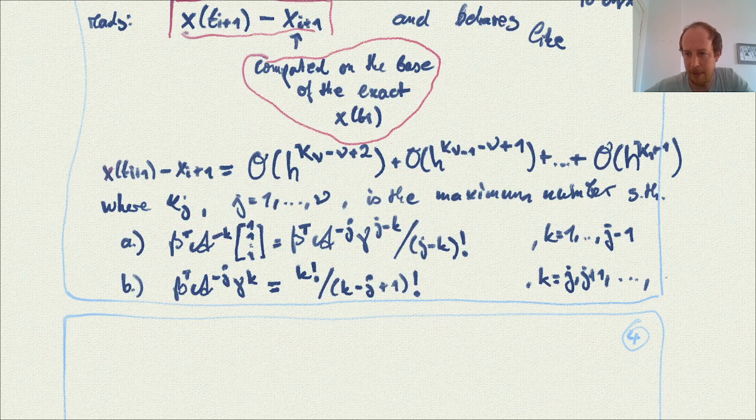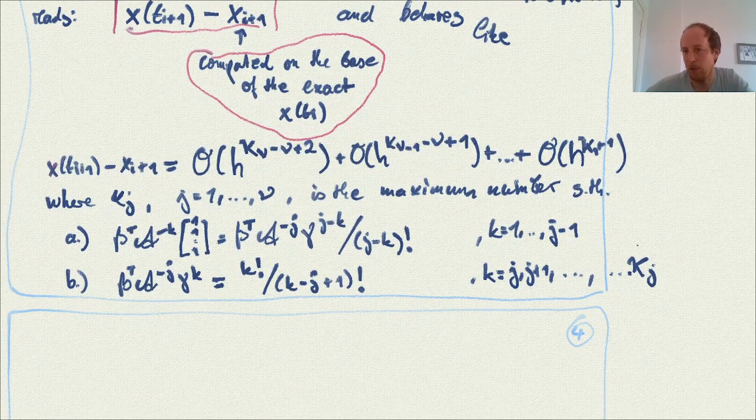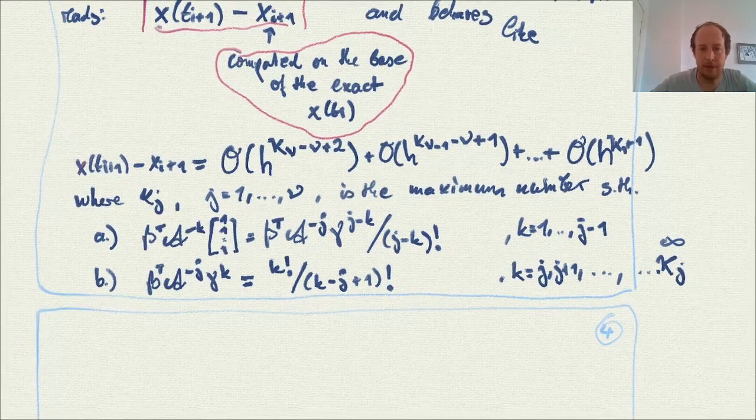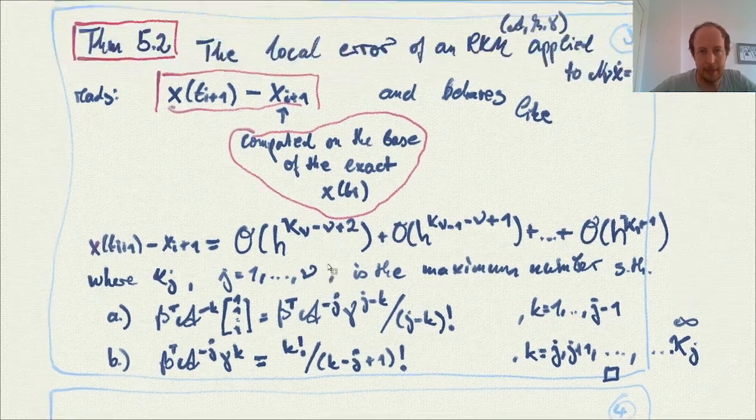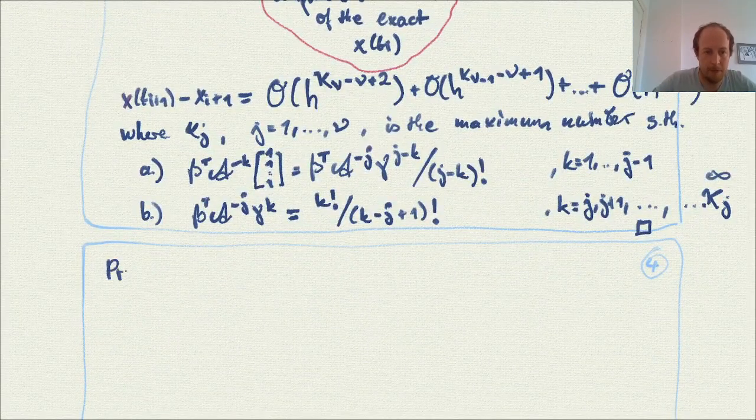And the maximum number here is then kappa j. But it could also be infinity. We will see that there is a case where this is infinity. Okay, such that kappa j is the maximum number such that this holds for all k. All right, that's the theorem, and the proof of that, I would just provide the idea here.